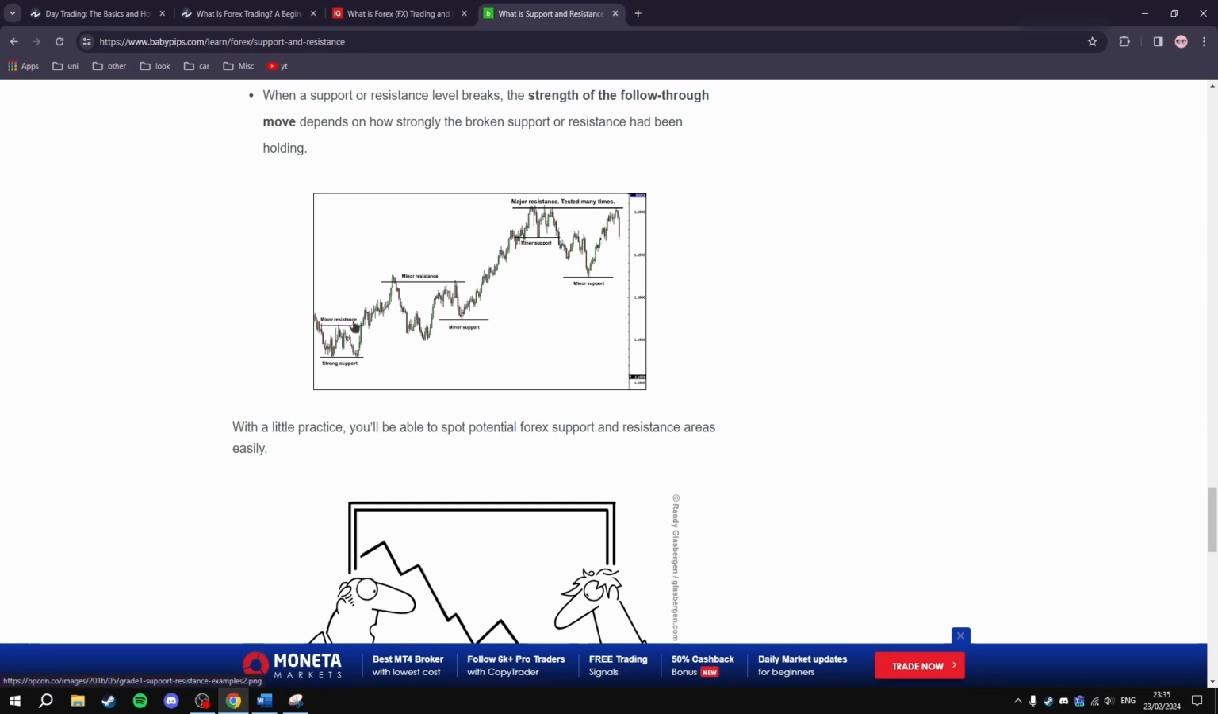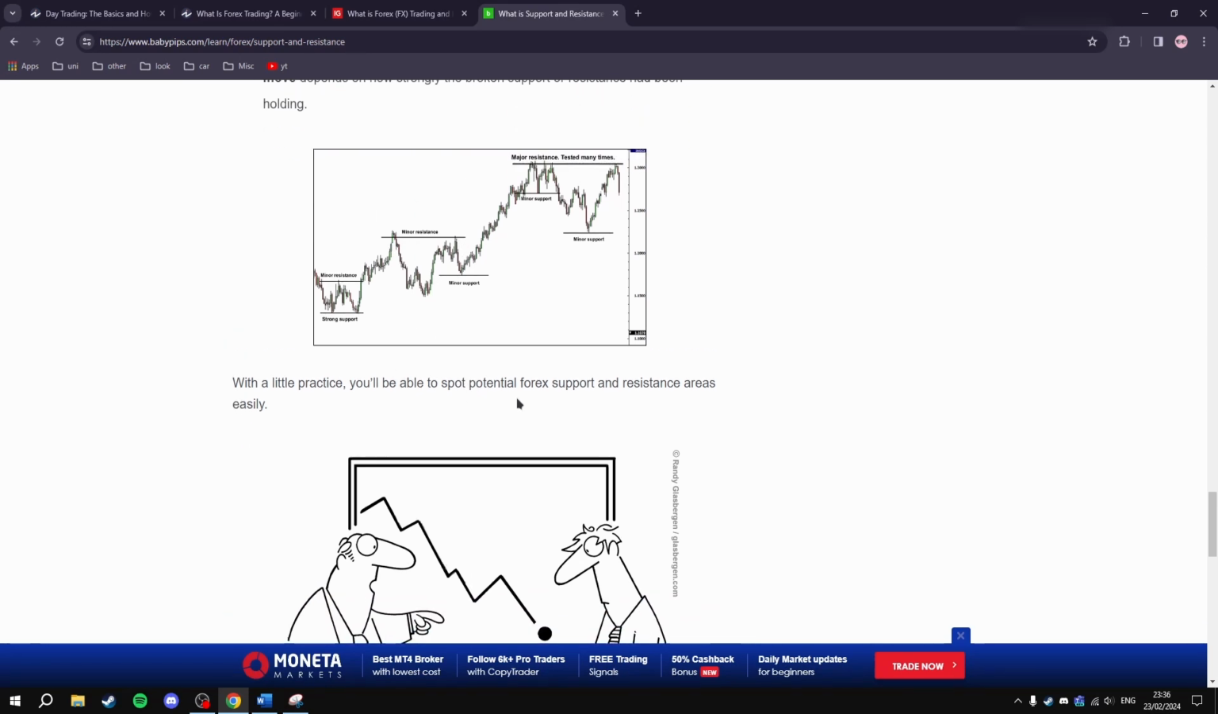So we can see minor resistance, strong support, minor resistance, minor support, major resistance tested many times, 1, 2, 3, minor support once, minor support once. This has been tested loads of times. Minor resistance because only tested 2 times. Oh no, this has been tested 1 time, so it's minor. This has been 2, so it's strong. Surely that wouldn't be a strong one as well then, because it's been tested once and twice, but okay.